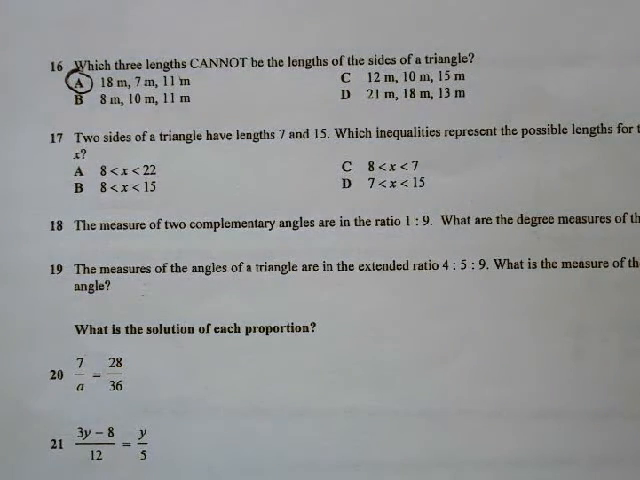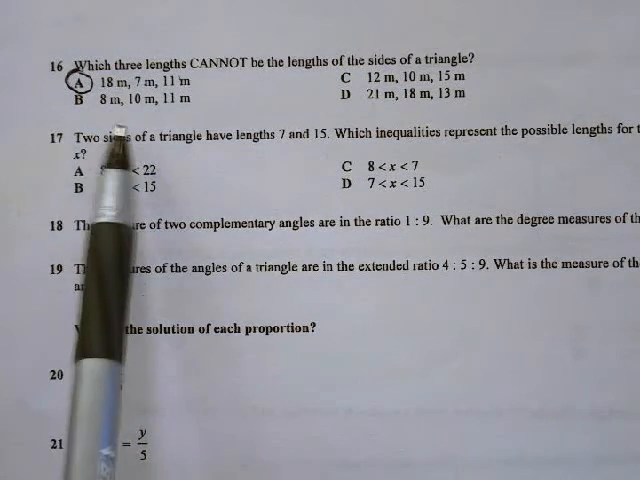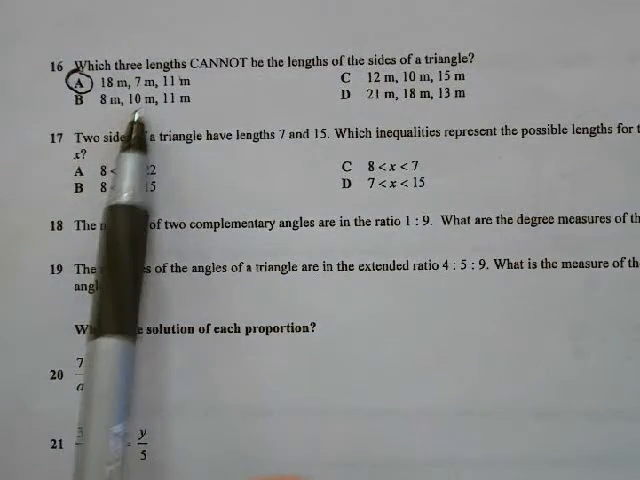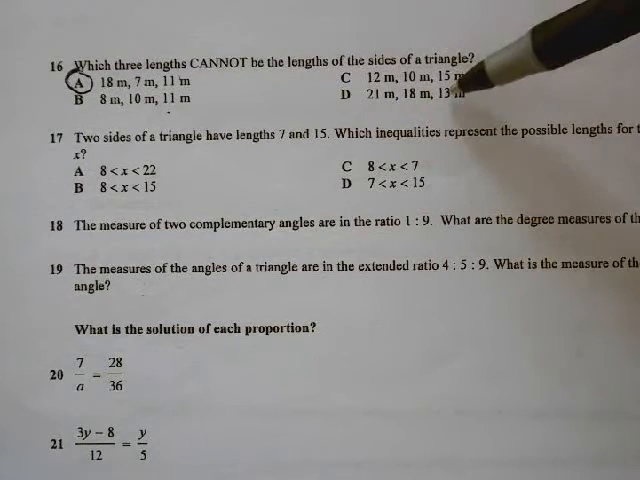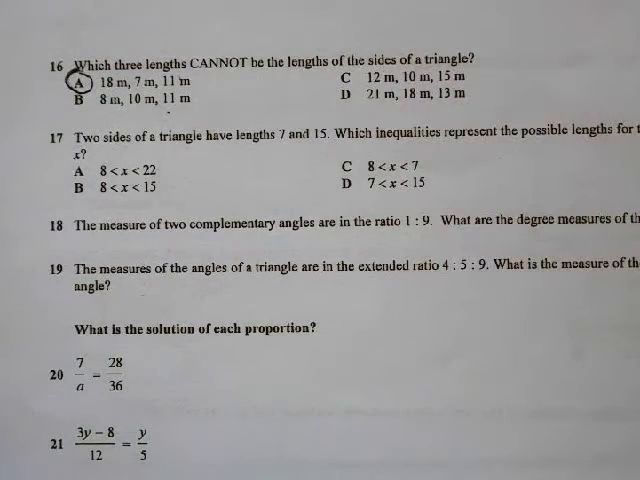8 plus 10 is greater than 11, so that's good. 12 plus 10 is greater than 15, and 13 plus 18 is greater than 21. So the rest would all be okay to make a triangle, but A would not.